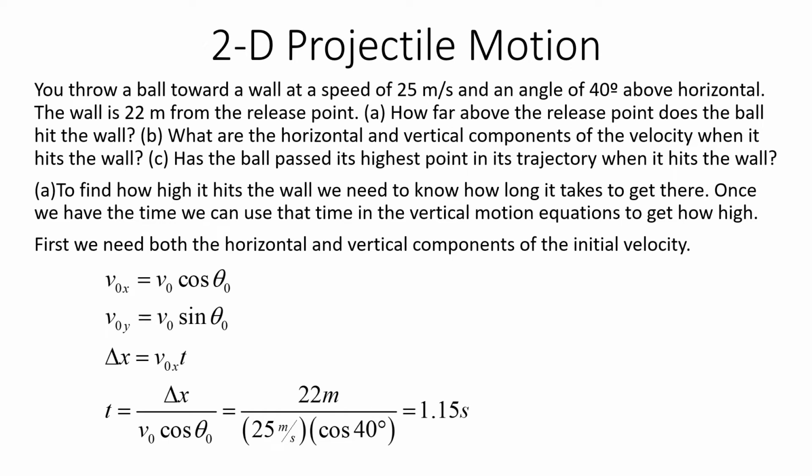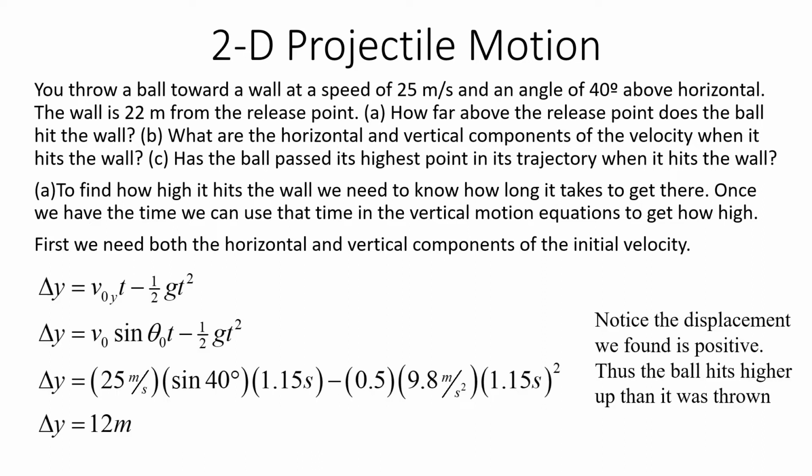Now we know how long it takes to get to the wall. We can write our position as a function of time in the vertical direction and get how far it is in the vertical direction, or how high above the release point. All right, so we have delta y, how far it goes in the y direction, equals v naught y t minus 1/2 gt squared. And so we plug in for v naught y is v naught sine theta times t minus 1/2 gt squared. The v naught is 25 meters per second. And then we have sine of 40. We have the time we found in the previous step, 1.15 seconds.